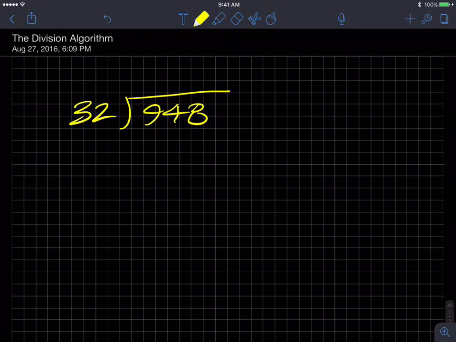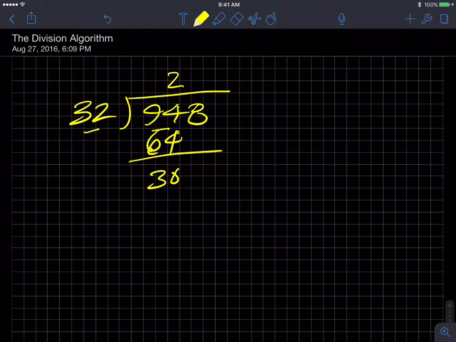So your understanding might be something like what I have on the screen, 948 divided by 32. 948 is the dividend, 32 is the divisor. And the result of the division is called the quotient. So let's do this division. How many times does 32 go into 94? Twice. And so 2 times 32 is 64. And I'm left with 30.